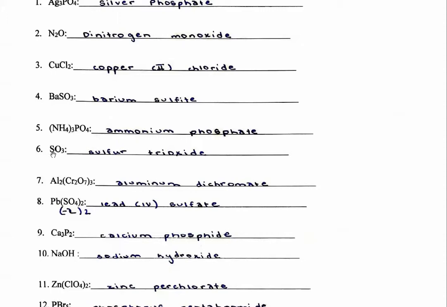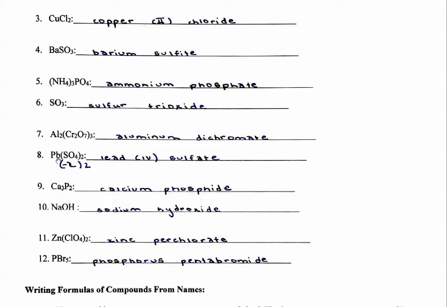SO3, this is a nonmetal, therefore it's molecular, and I need my prefixes. So sulfur trioxide. Al2, this thing, right? Aluminum is a metal. I know it's charged. It's +3, so no need for Roman numerals. Aluminum dichromate. Dichromate is my polyatomic ion.